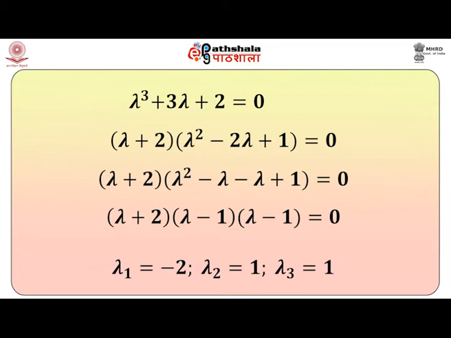If we simplify this equation, there will be 3 roots. As you can see here, the 3 roots of this polynomial equation are: lambda 1 is equal to minus 2, whereas the other 2 roots have the same value. That means lambda 2 is equal to 1 and lambda 3 is also equal to 1. So these are the 3 roots which we get from the solution of the Huckel determinant.